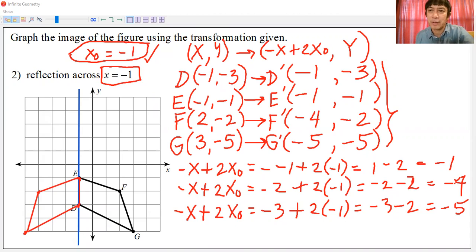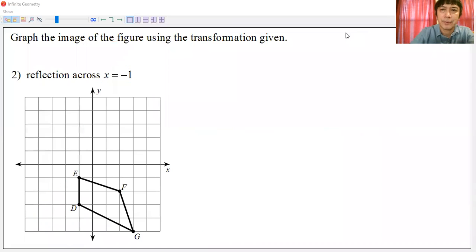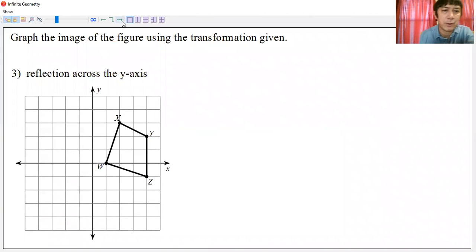This is our number 2 example. All right, and we can verify that by the computer. There. Okay, close enough. Let's proceed to number 3. Okay, here's number 3. Graph the image of the figure using the transformation given.